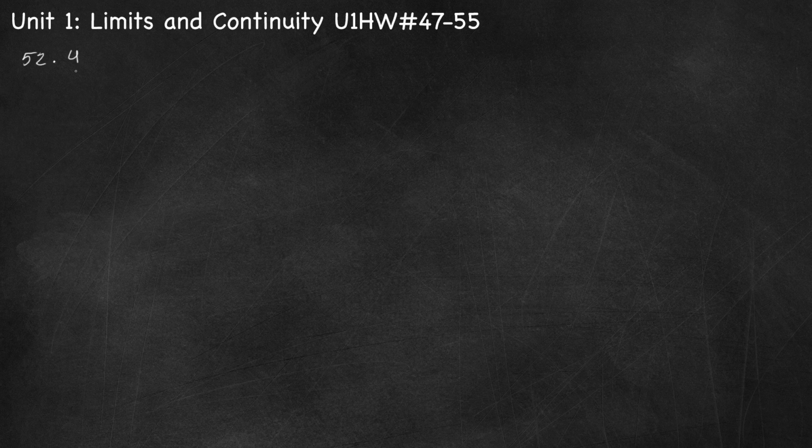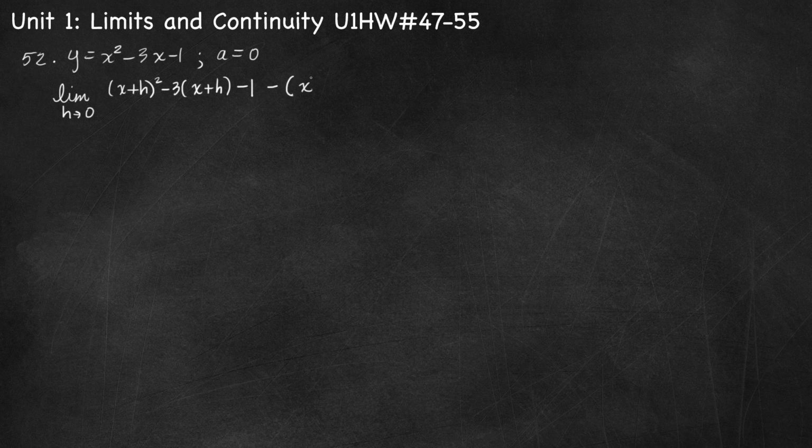Number 52, y equals x squared minus 3x minus 1. And this time our a value is 0. So first we're going to find the slope of the curve when x equals 0. And to do that, we'll set up our limit as h approaches 0. F of x plus h, so it's x plus h squared minus 3 times x plus h minus 1. That's f of x plus h. Minus f of x. F of x is x squared minus 3x minus 1. All of that over h.